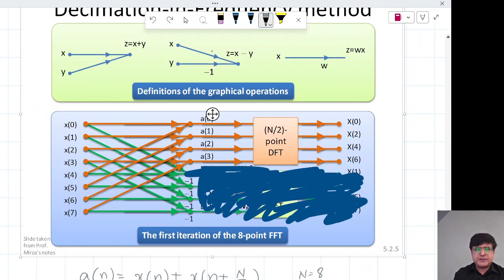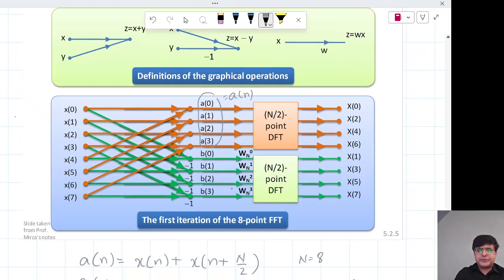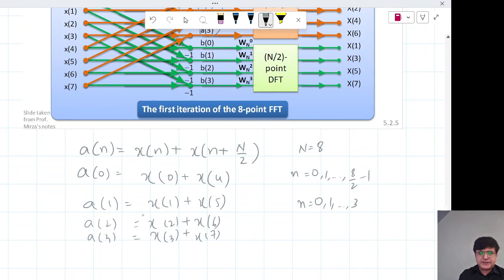Yeah, this is the complete sequence a of n. This whole thing is just a of n. Clear? So now let's look at the other one. Here I need to get the sequence b of n times w subscript n to the power n.